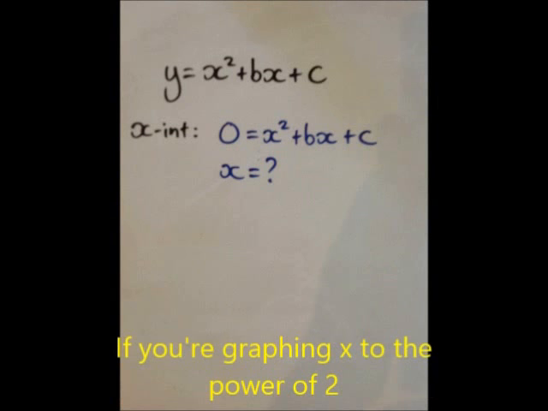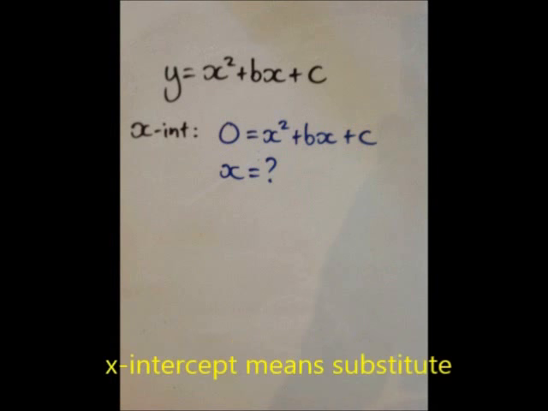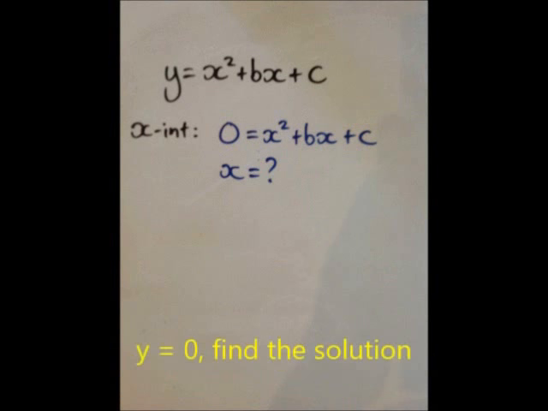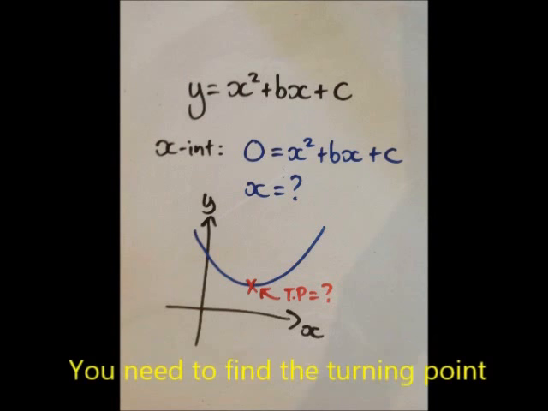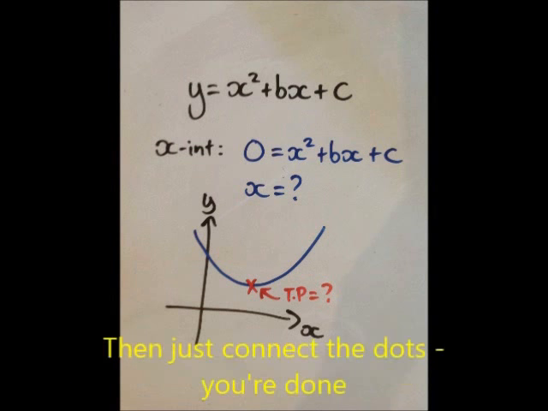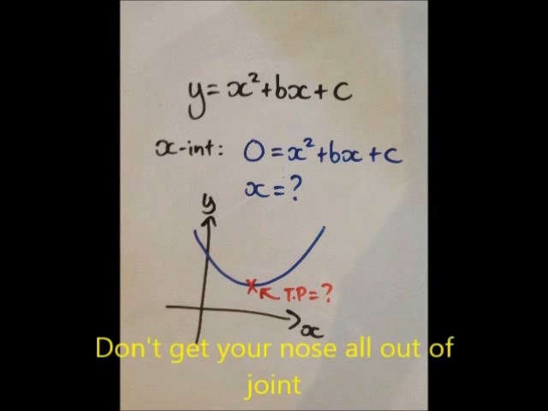If you're graphing x to the power of 2, then you know what to do. X-intercept means substitute y equals naught. Find the solution, then to sketch it, you betcha. You need to find the turning point, then just connect the dots. You're done, don't get your nose all out of joint.